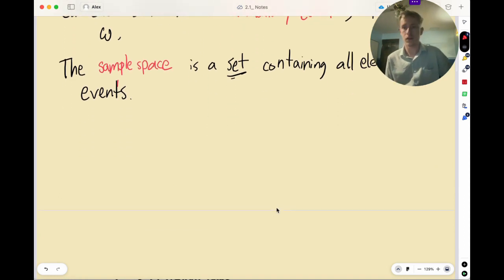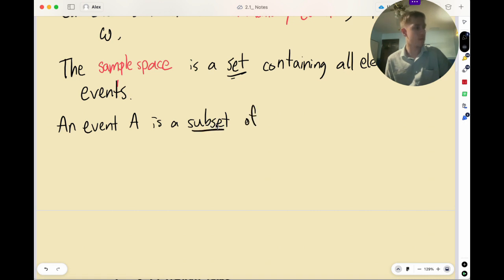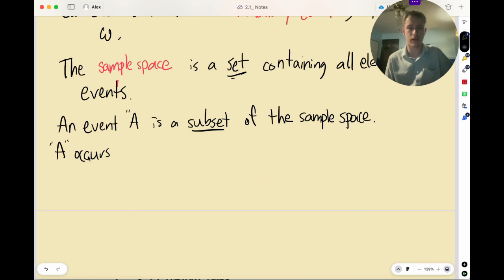So just to go over what an event is one more time. An event A is a subset of the sample space, so it contains some of these elementary events. We also say that A occurs. Here I mean the event A. Should probably make that clear.